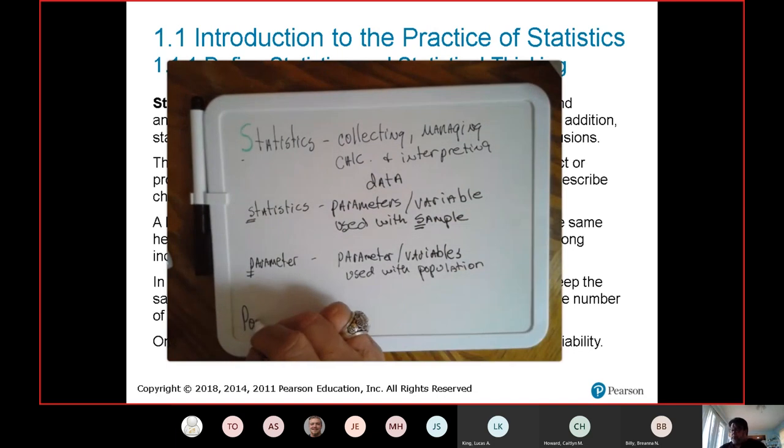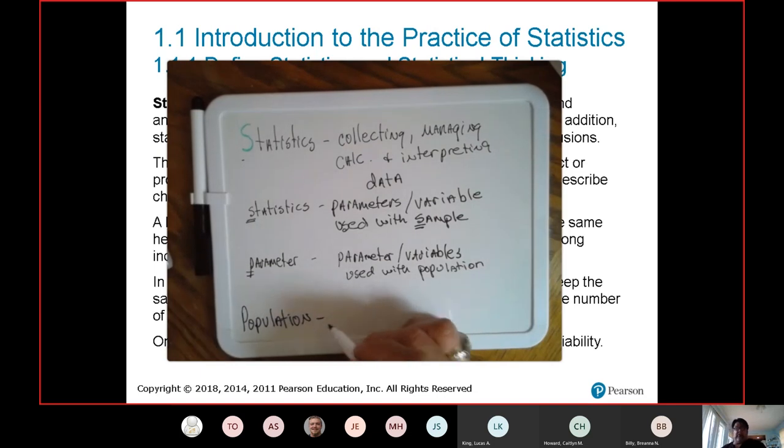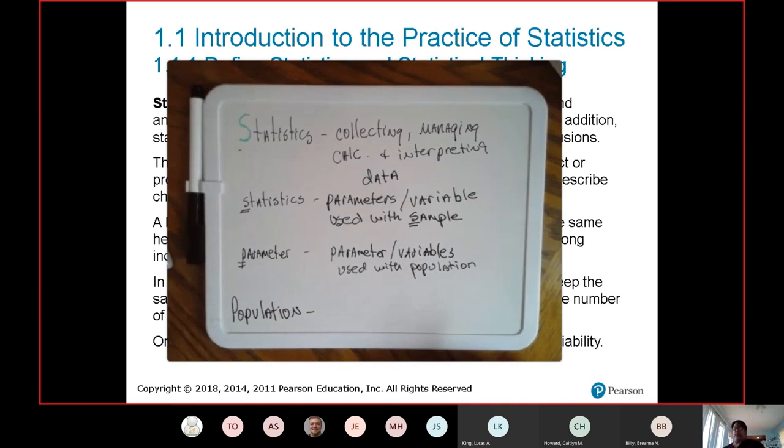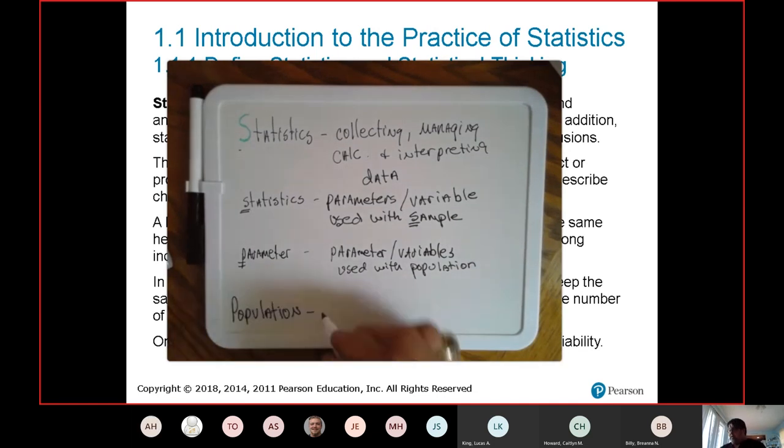Population is always going to be what, the big or the small group? Anybody know? You don't have to say that. You can say it in the big group, exactly. So if I wanted to survey all Tri-County Tech students, that would mean the Pendleton campus, the Easley campus, the Sandy Springs campus, the Oconee campus, and the Anderson campus.